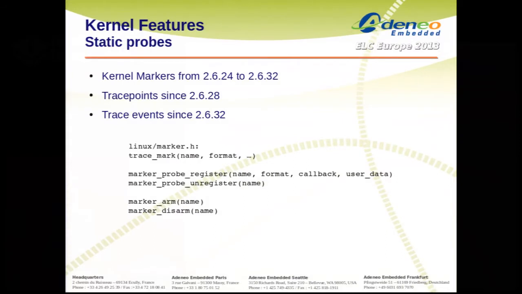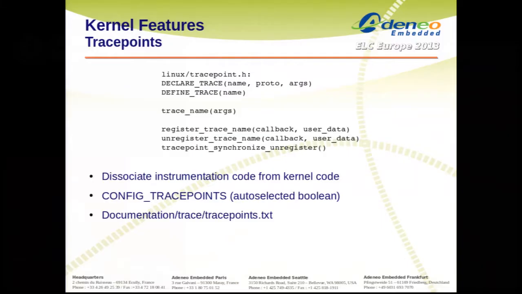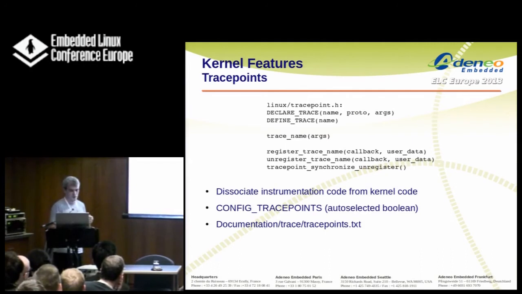To be more specific, among static probes in the kernel, there were the kernel markers that were replaced by tracepoints and trace events. Kernel markers embedded the tracing code directly into the kernel code. So it had quite a high overhead, and it was difficult to track the instrumentation code. So tracepoints were made to replace kernel markers, in order to separate instrumentation code from kernel code.